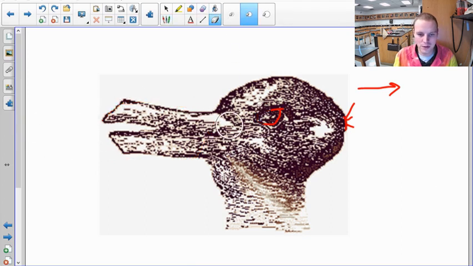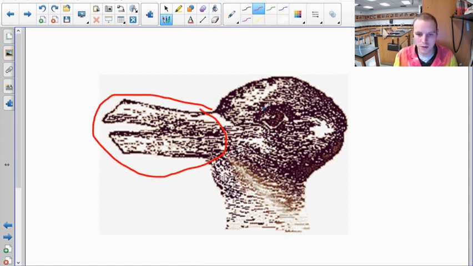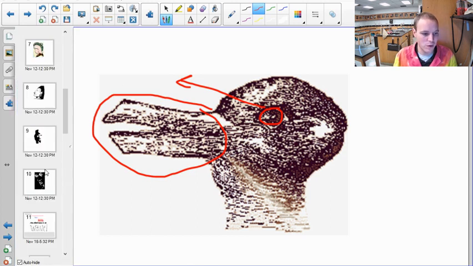But what about a different perspective? Some of you may have said, I see a duck. So here's the duck's beak right here. It's kind of open beak. Here's the duck's eye, and the duck is looking this way. Okay, so again, which one is it? Is it a rabbit or a duck? Yes.